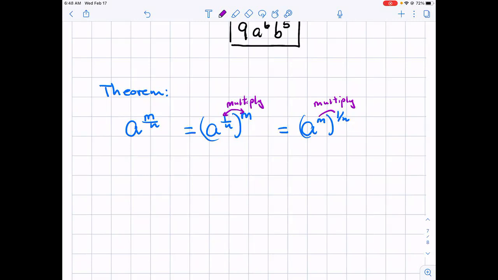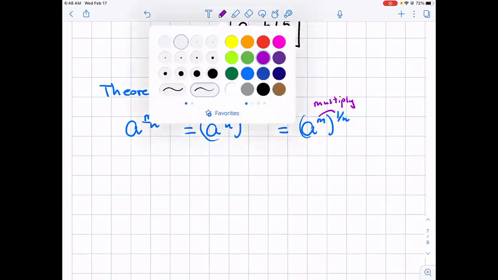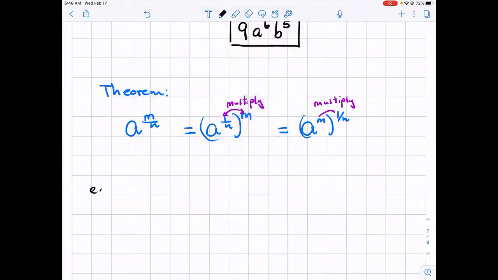Now, why am I showing you this? This will help you if we have an example and I ask you to simplify it.